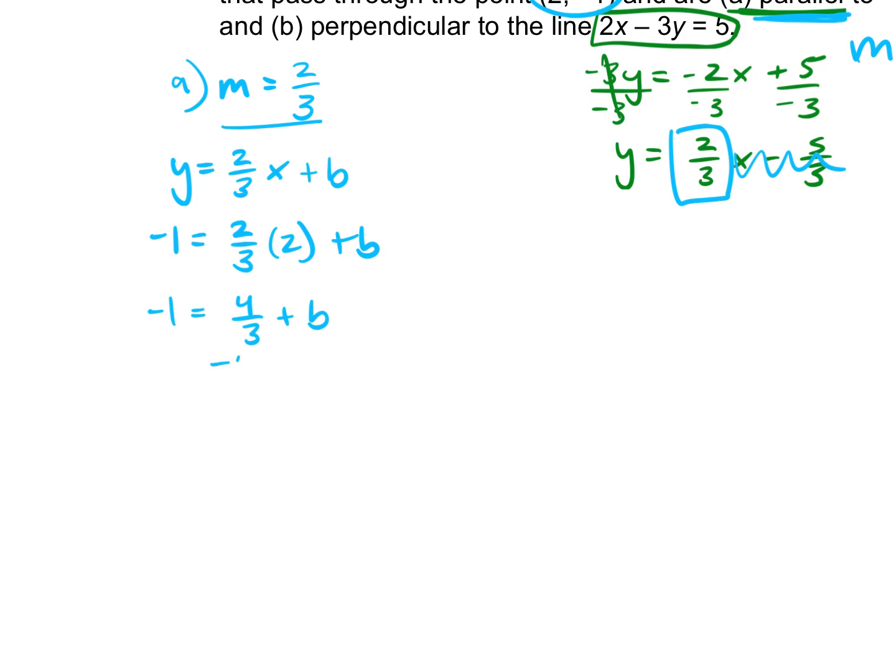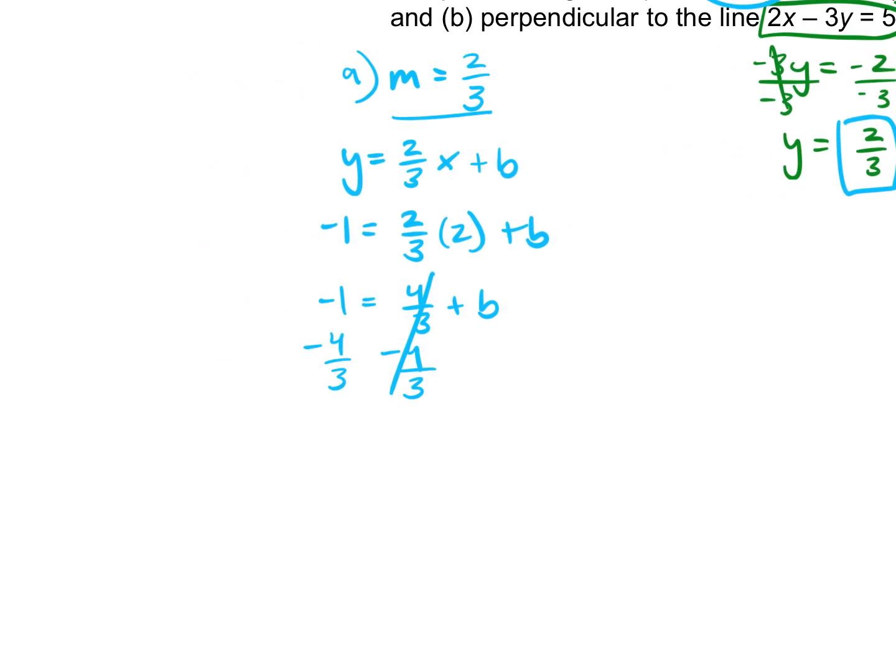I'm going to subtract 4 over 3 to move it to the other side. So we get, I'll do it here, -1 minus 4 over 3. If we're adding or subtracting fractions, what do we need? Common denominator. So I'm going to make it 1 over 1 and change it to be 3 over 3. So we get -7 over 3. So b is -7 over 3.